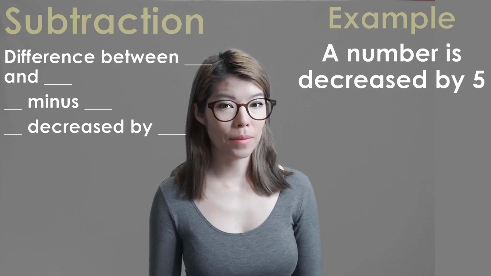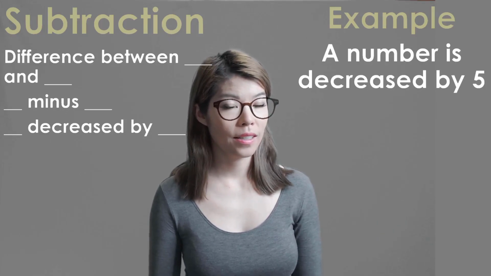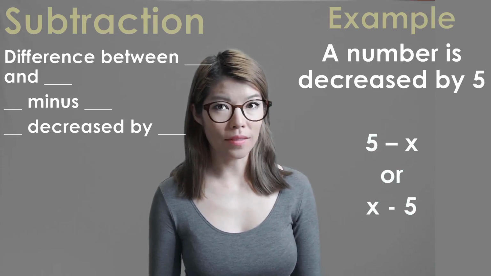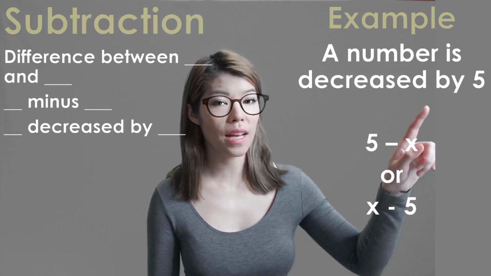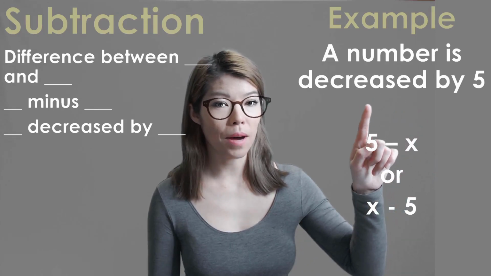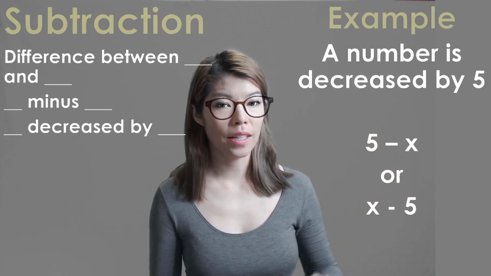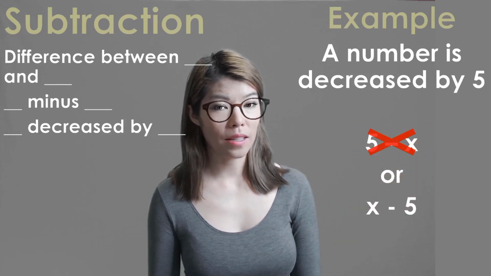What about a number is decreased by 5? So is it 5 minus x or x minus 5 this time? So remember, whatever is after the word decrease is minus that. So decrease by 5 means minus 5. So it's x minus 5.